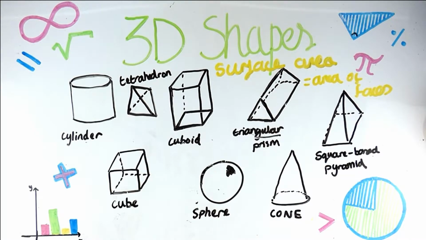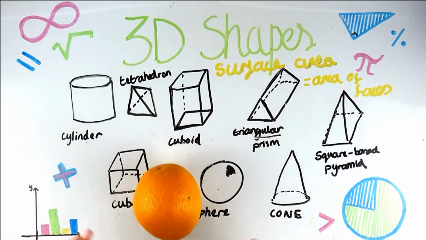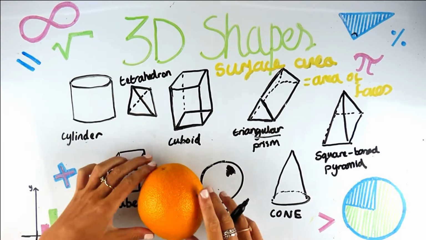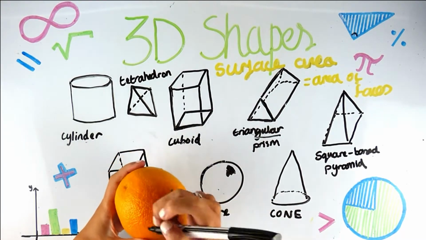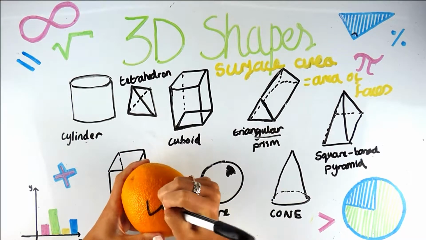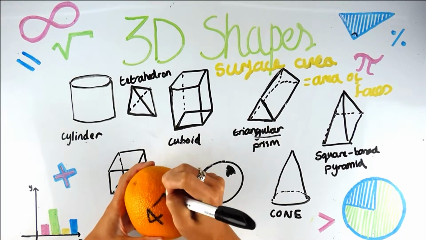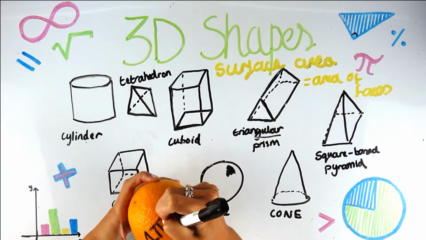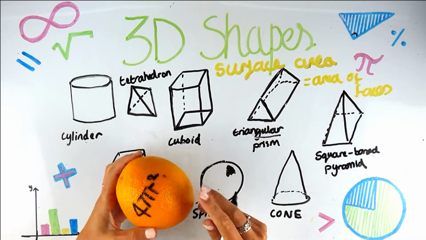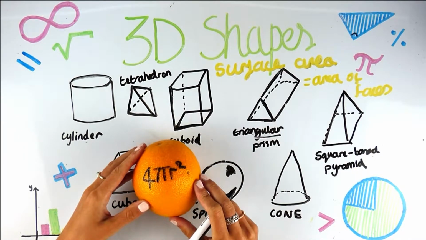There are some other surface area equations that you might need to know. So for example, if we have a sphere, I don't know if you're trying to imagine unwrapping that, but it doesn't really make much sense. So what you need to know for a sphere is the surface area of a sphere is 4 pi r squared. There we go.